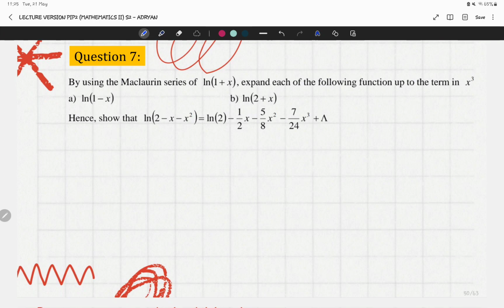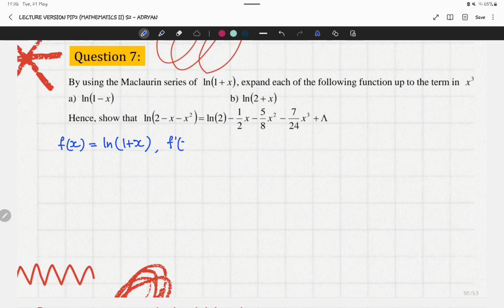So by using the Maclaurin series for ln(1 + x), expand each of the following in terms of x until the term x cubed. Okay, so first we find the Maclaurin series for ln(1 + x). When you are dealing with Maclaurin, you should already know by now that your a is 0 and x stays there. The first step I would suggest is f(x) equals ln(1 + x).